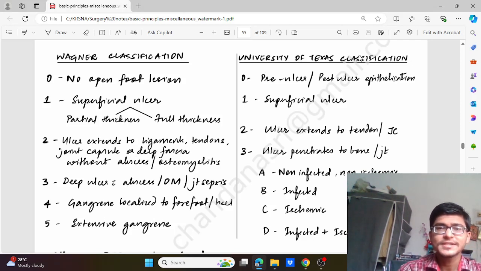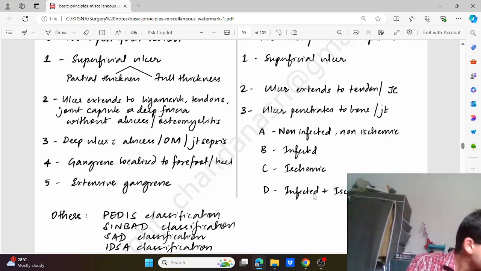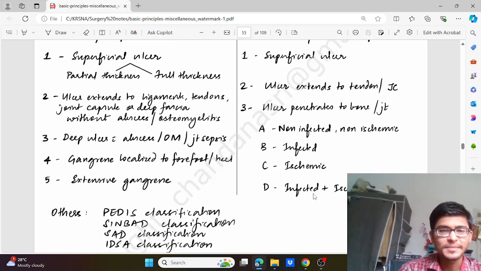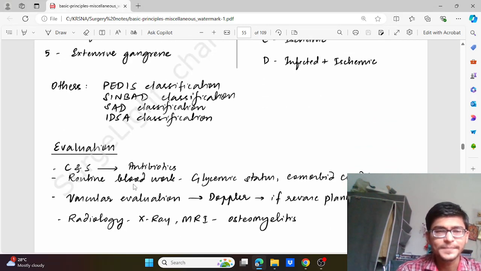Then the University of Texas classification, where 0 is pre-ulcer or post-ulcer with some epithelialization. 1 is a superficial ulcer. 2 is an ulcer extending to the tendon. 3 is an ulcer extending to bone or joint. So it is simple. It can be added with ABCD features, where A is non-infected, non-ischemic, B is infected, C is ischemic, D is both infected and ischemic. Other classifications we have are PEDIS, SINBAD, SAD and IDSA.